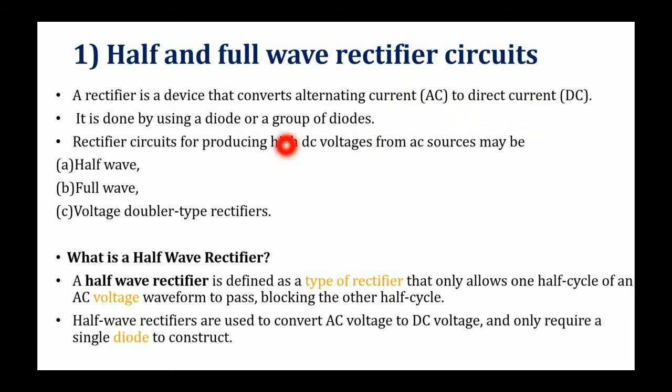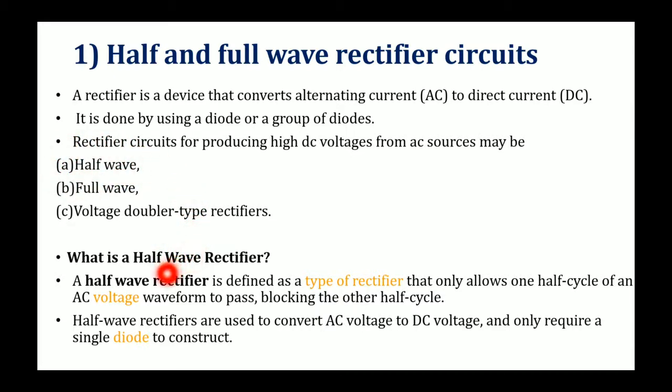Getting my point? So these rectifier circuits are used for producing high DC voltages from an AC source. Which are those? One is the half wave, the second one is full wave, and the third is the voltage doubler type rectifier. So these are the three rectifier circuits used for generating high DC voltages. Now first we'll start with the half wave rectifier circuit.